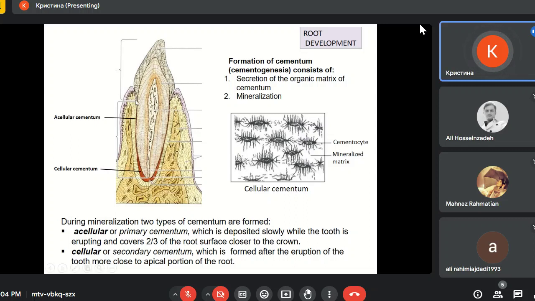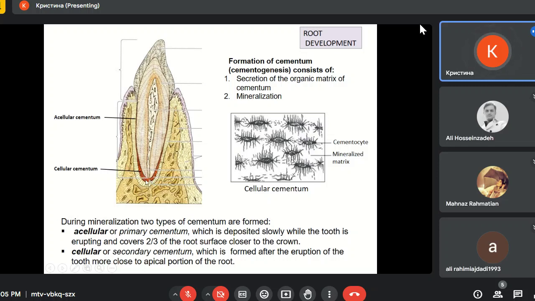The root of the tooth has two types of cementum: acellular, which covers 2/3 of the tooth root. A means no, so acellular cementum contains no cells in the end of its formation. And second type is called cellular cementum. It covers 1/3 of the dental root at the top of the root in this region.